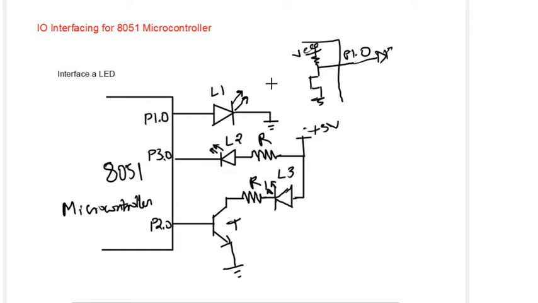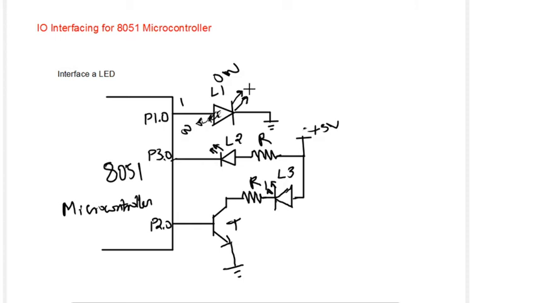In another case, we have a pull down, this one. So here logic 1 makes it on, logic 0 makes it off. Here port 3.0 is connected to an LED in a different way. What happens here is that when you make it logic 0, the current flows like this. VCC is here, the current flows through this LED and the LED turns on. So logic 0 is responsible for turning on, whereas logic 1 is responsible for turning off.